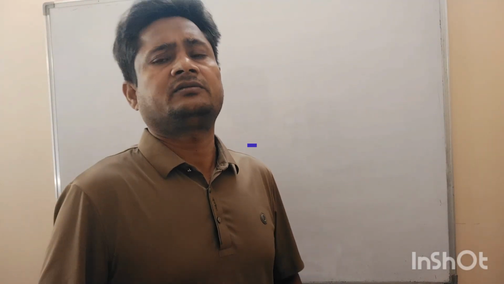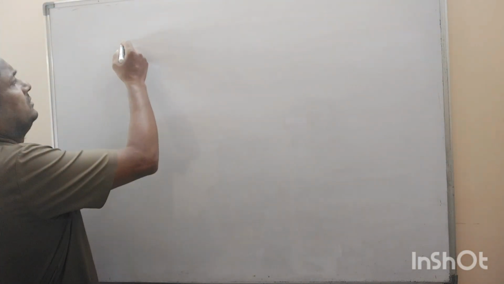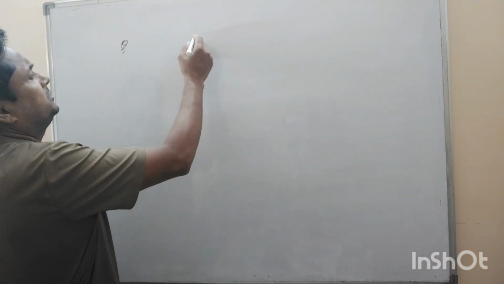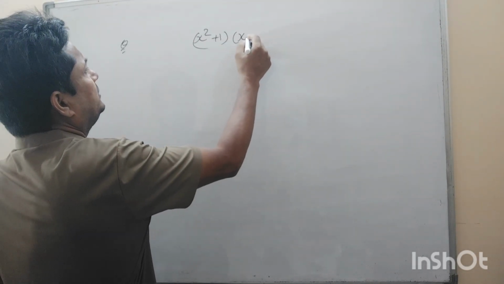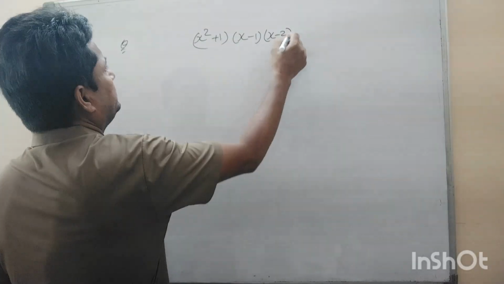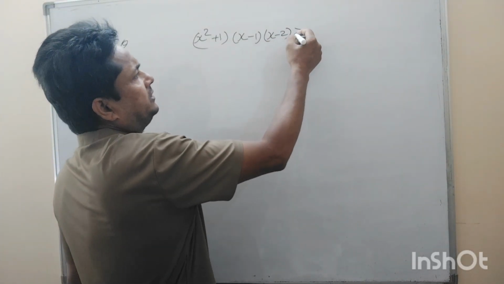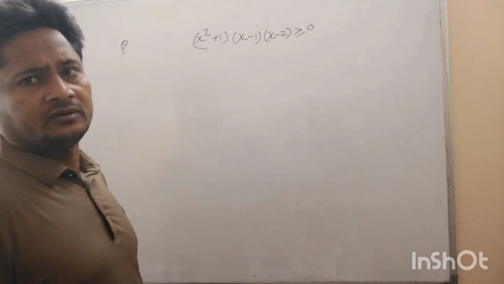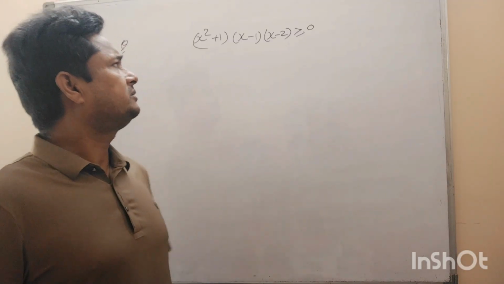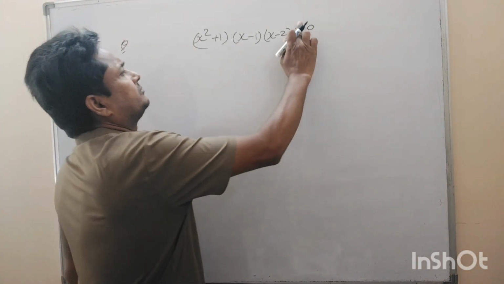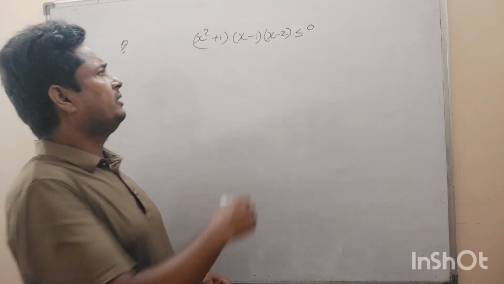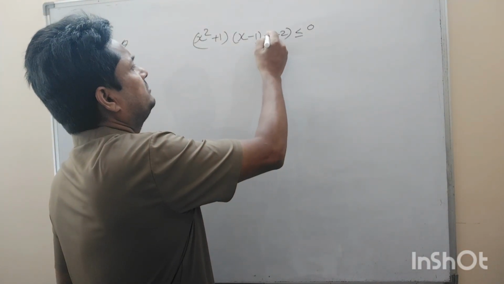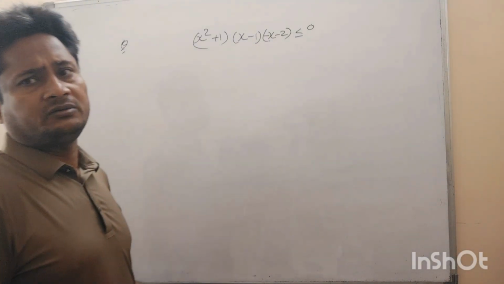We are doing questions on the Vedica method. Let's see these questions. x square plus 1, x minus 1 into x minus 2 greater than or equal to 0 or less than or equal to 0, anything you can solve. This one, and let's say here the sign is minus. So how will you solve this question?